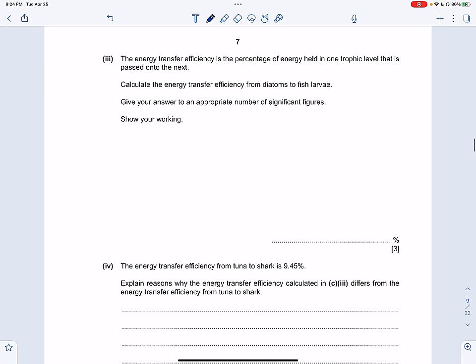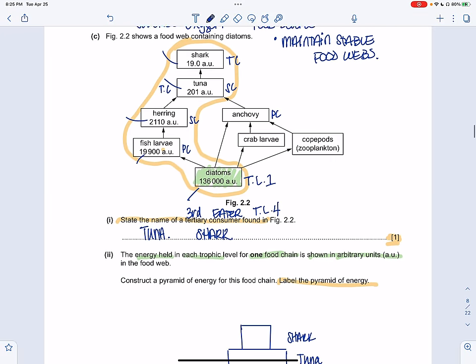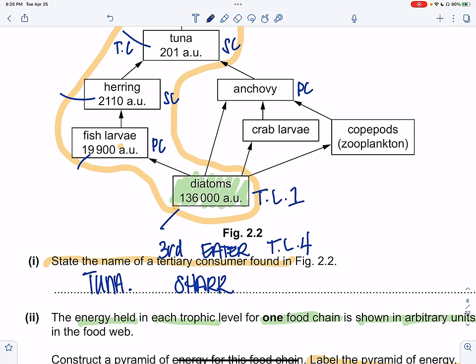The energy transfer efficiency is the percent or the portion of energy held in one trophic level that gets passed to the next. Calculate the energy transfer efficiency from diatoms to fish larvae. Give your answer to appropriate significant figures and show your working. So we're going diatoms to fish larvae. There are three significant figures in both of these values. 136,000, the 1, the 3, and the 6 are significant. These zeros are not. And fish larvae, the 1, the 9, and the 9 are significant. The other zeros are not.